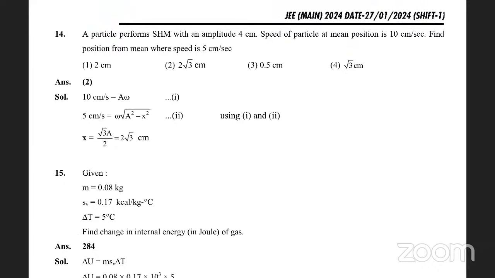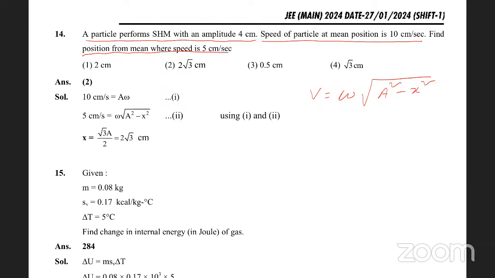Now look at the next question. A particle performs SHM with an amplitude of 4 centimeter. Speed of the particle at mean position is 10. Find the position from the mean position where the speed is given. Here, this problem is based on v is equal to omega into root of A square minus x square.